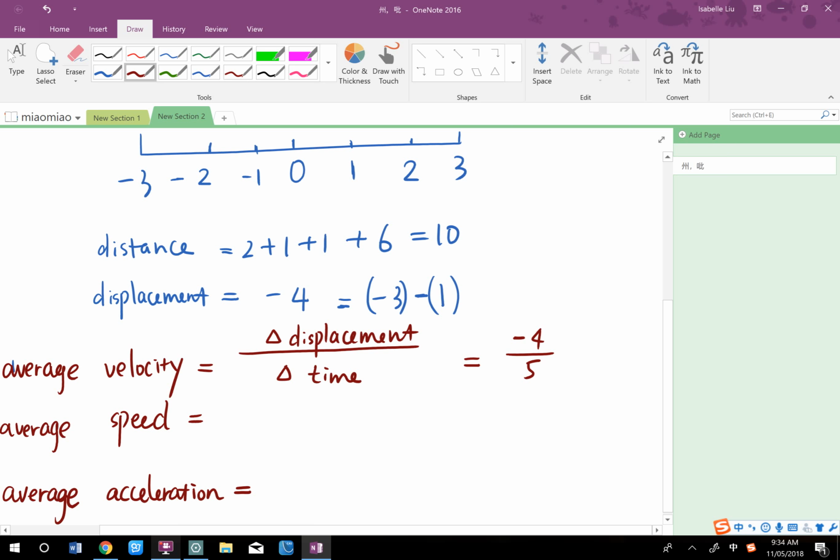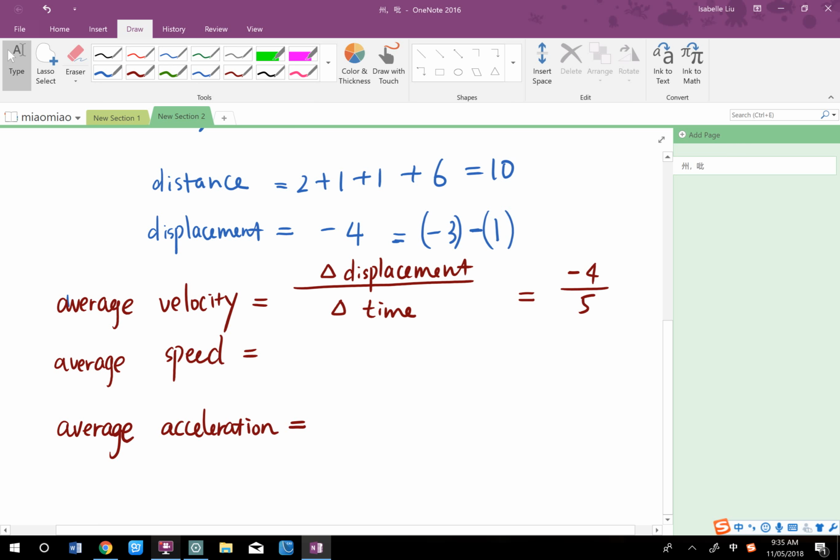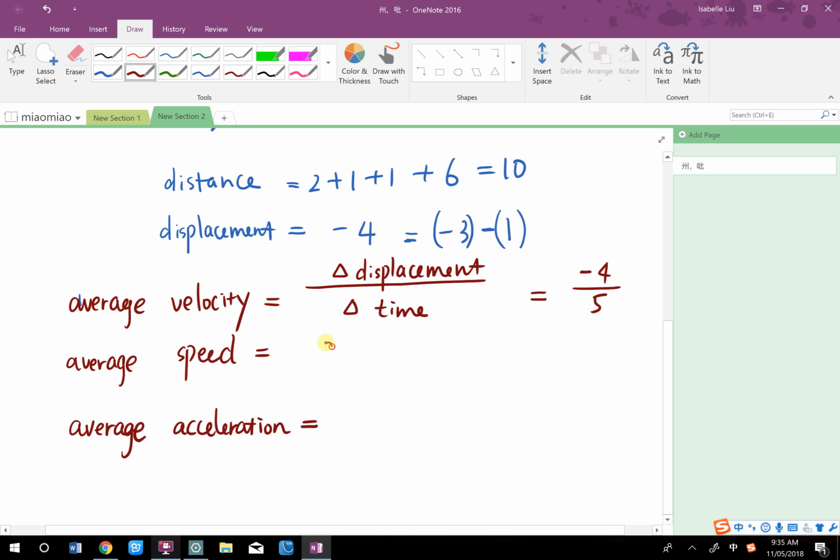What's the change in time? 5 seconds. What's the change in displacement? -4 units. So it's -4/5. Similarly, what's the average speed? It will be the distance covered over the total time.